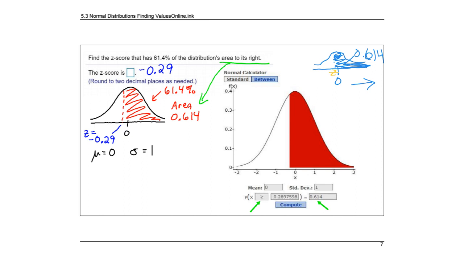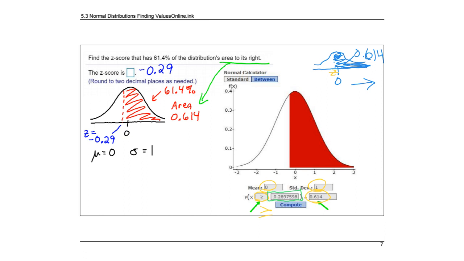Okay, so I go to the normal calculator. I don't want to be between this time because I'm headed in a certain direction. So my mean is 0. My standard deviation is 1 because they didn't give me any more information. I know that I want to the right, so I know I need greater than or equal to, pointing to the right. And then I know that my area is 0.614. Once I enter all of that, StatCrunch is going to give me the z-score that's on the number line down there.